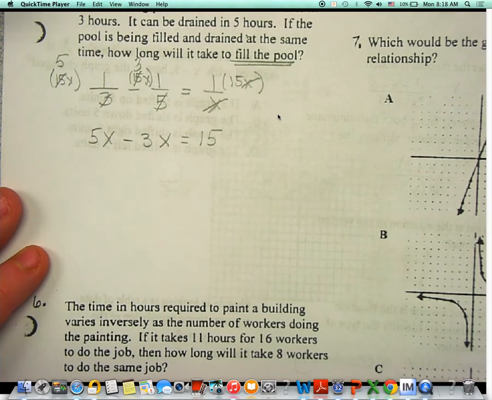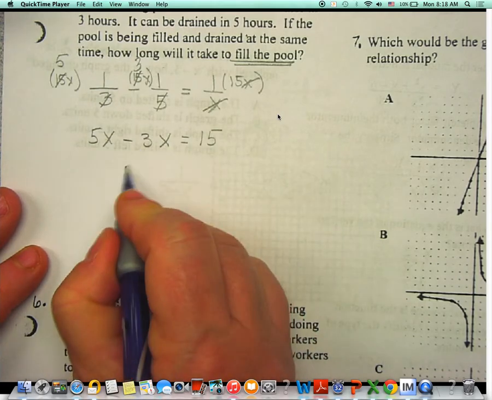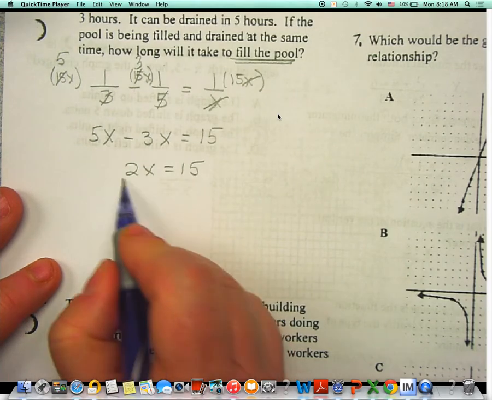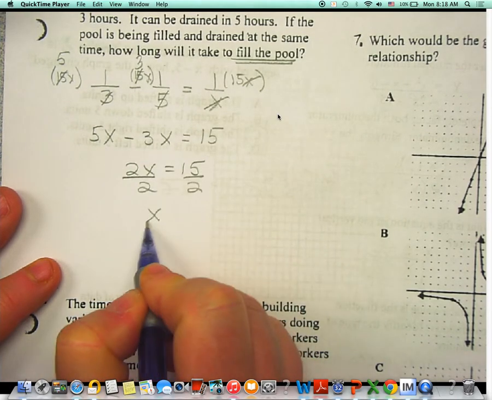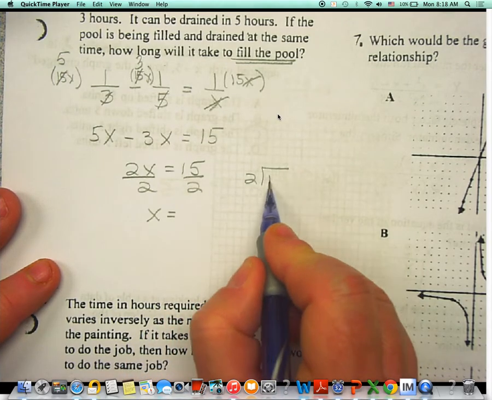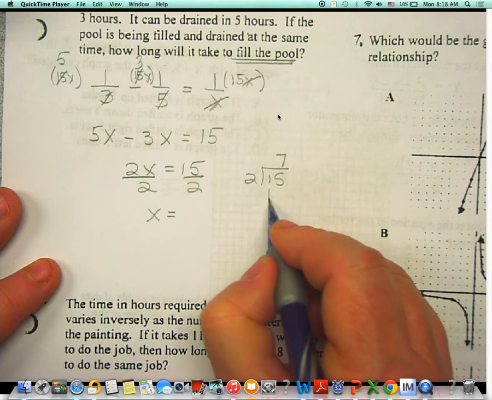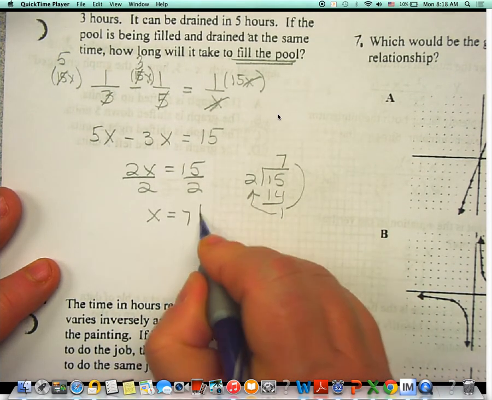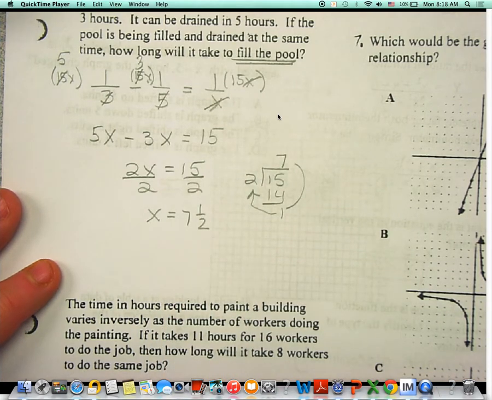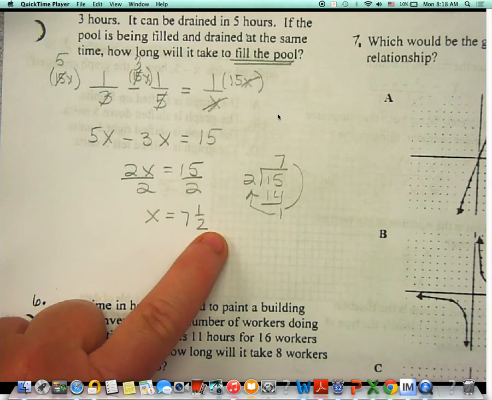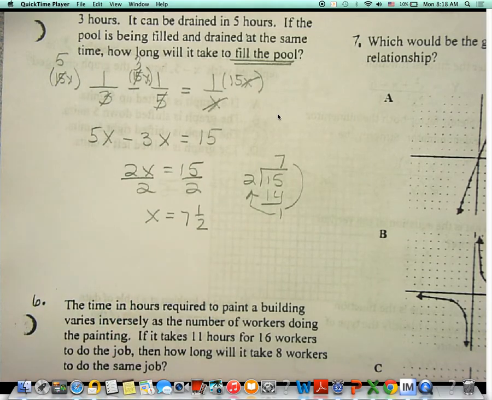Solve it. Okay, well, what do we do to solve it? 2x. 5x minus 3x is 2x. So x equals, you can leave it as 15 halves, or you can divide 2 into 15. It'll go 7 times with 1 left over, so that's 7 1/2. Or you could even put 7.5. It'll probably be multiple choice, so you'll need to see. It could be in any form, a decimal or a fraction or a mixed number.